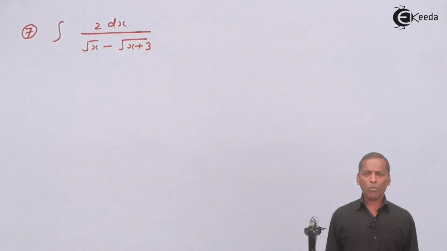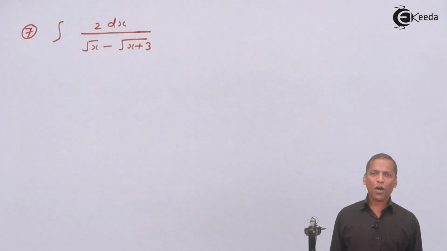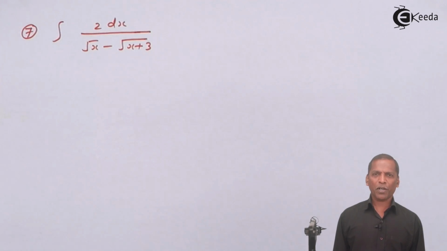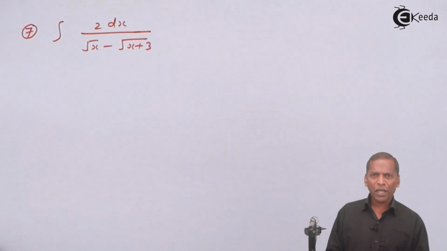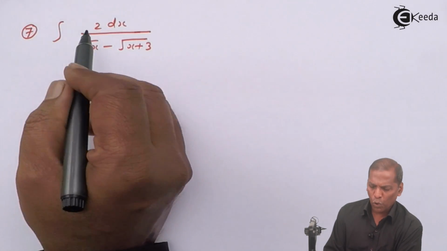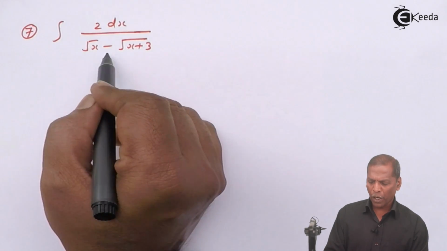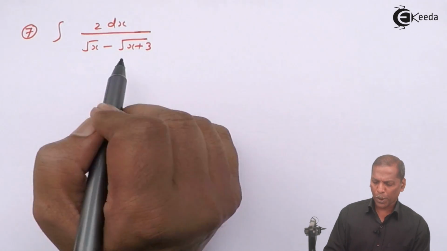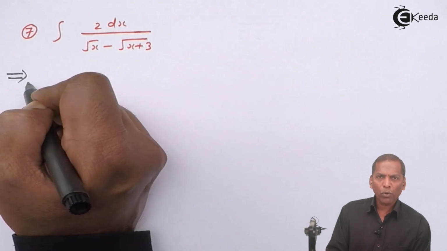Hello friends, now we see problem number 7, which is based on rules of integration of the chapter Integration. Problem number 7 is integral 2 dx upon square root of x minus square root of x plus 3. Now let's see the solution.